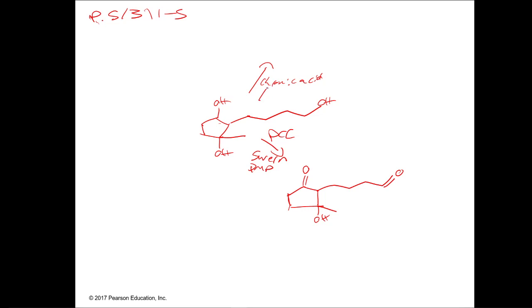Chromic acid and the NaOCl with TEMPO, again, tertiary can't be oxidized. Secondary becomes a ketone. That becomes a carboxylic acid.